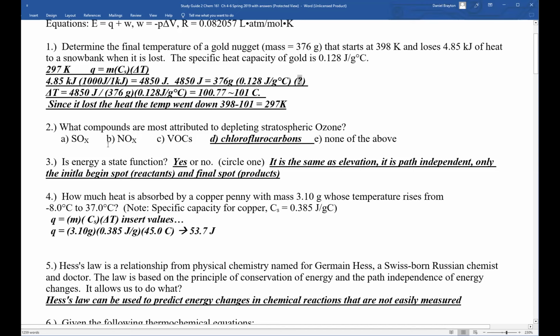But A, B, and C, or A and B are the acid rain ones. VOC is volatile organic compound, and that's normal pollution, which is basically unburnt gasoline, either out the tailpipe of the car or at every gas station, a little bit of those organic compounds evaporate when you're putting gas in and taking the nozzle in and out of the car. But it's really the CFCs that are the ones that destroy the ozone layer.